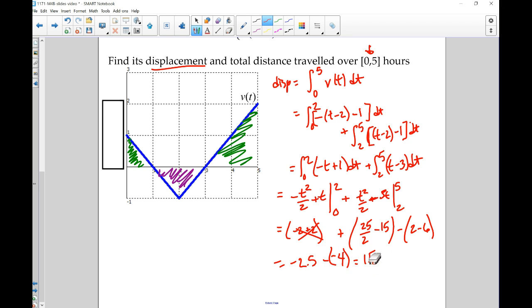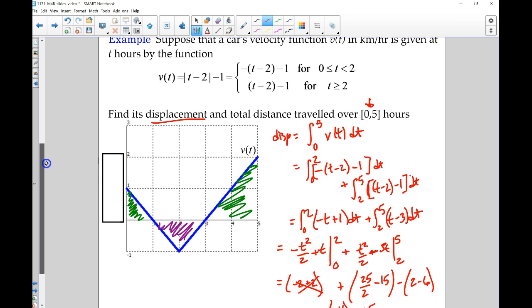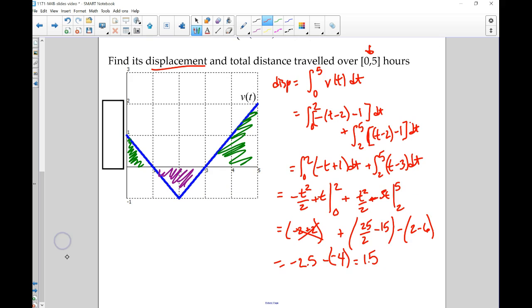So displacement here is 1.5, and did we say meters? I forget. Kilometers. Okay, so that would be its displacement.